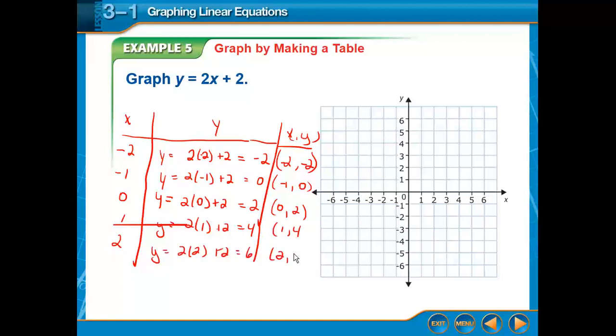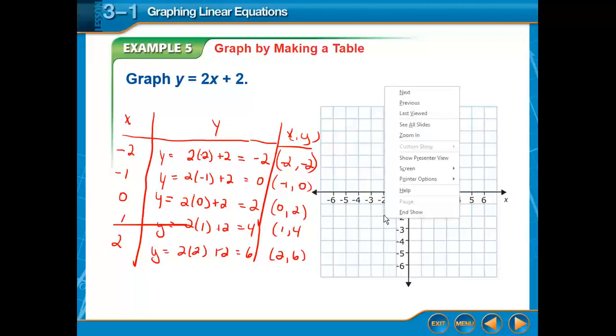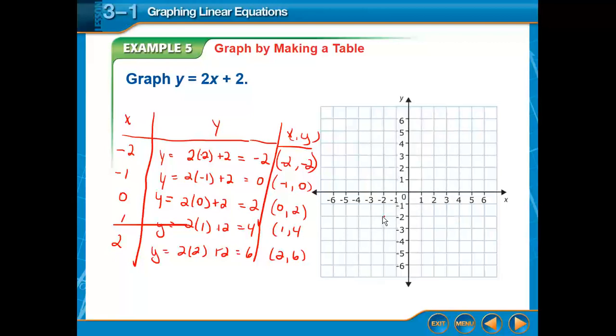So I get (2, 6). And then if I just go and graph each of these, (-2, -2) is right here, and (-1, 0) is here, (0, 2), (1, 4), and (2, 6). And we get this, you start seeing this line start to form. And you just connect all of your points.